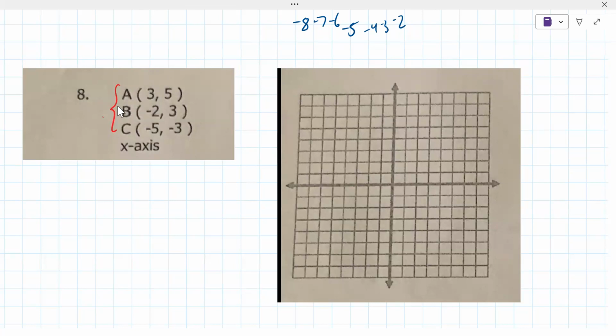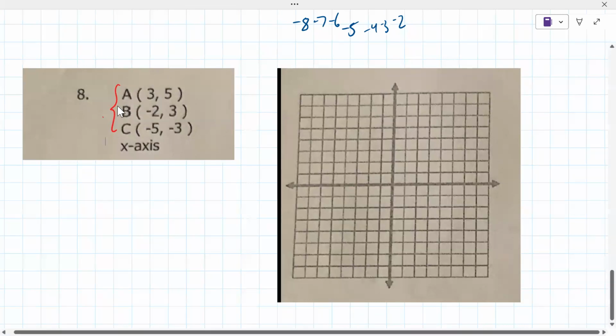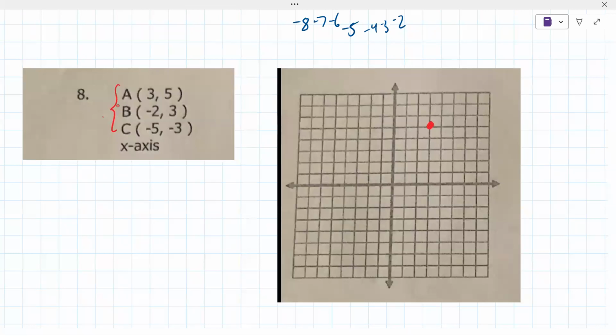All right, so if A is 3, 5, 1, 2, 3, 4, 5. Let's make sure we got them in the right place. So you label that with an A. B is -2, 3. There's B. And then C -5, -3, 1, 2, 3, 4, 5, 1, 2, 3.